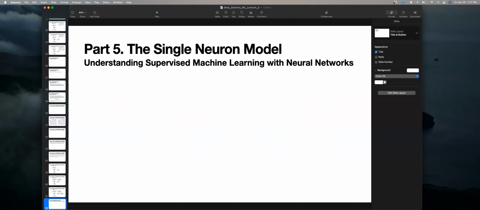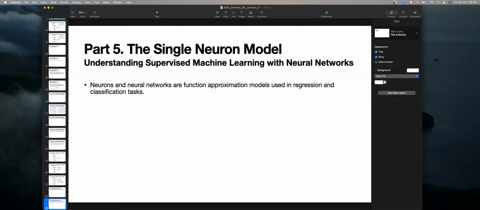And we're starting with a single neuron model, which will build up into what are called neural networks. So just to say something about the next few weeks, we're going to build neural networks first, and then go back to other types of supervised machine learning. As with many of these machine learning algorithms, neurons and neural networks are function approximation models. And these can be used both in regression and classification tasks. And we'll see both early in the semester.